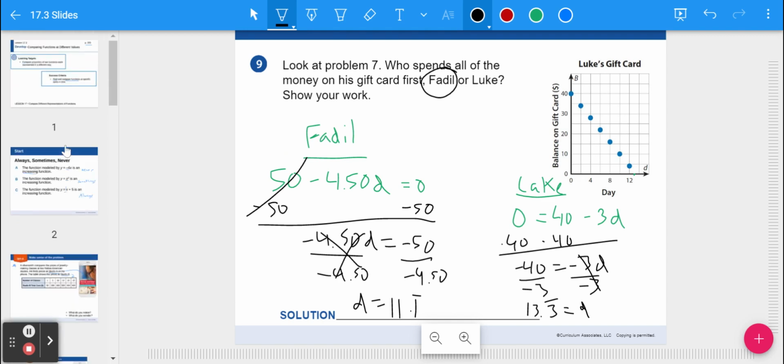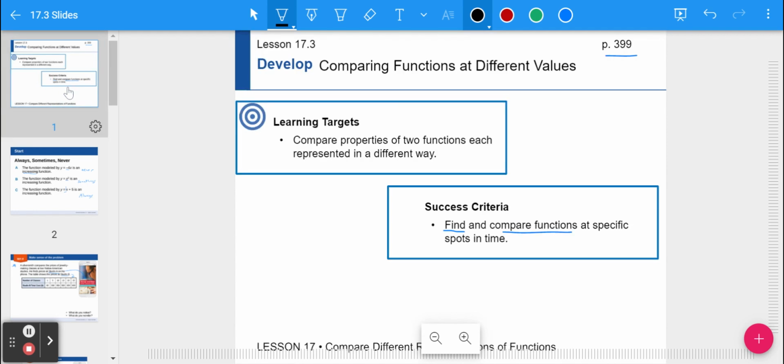So that's just one example of when you can look at different spots in time and compare two functions, a different way other than using just simply the rate of change or initial value. But we're still using those things. So that's lesson 17, day 3 of comparing functions at different values. We'll see you next time.